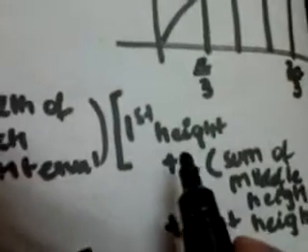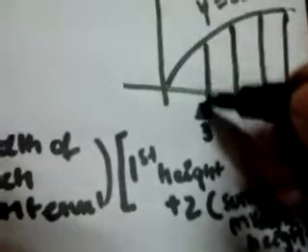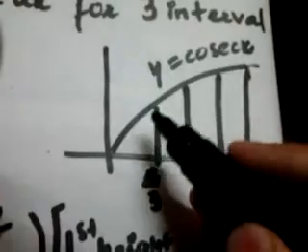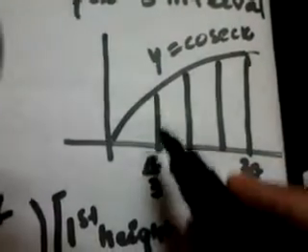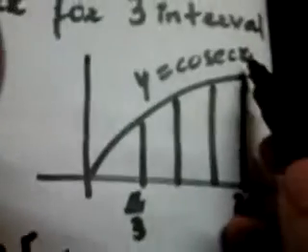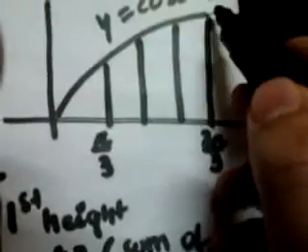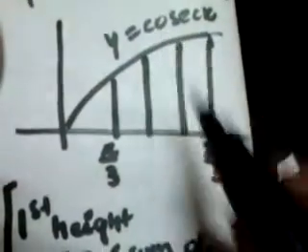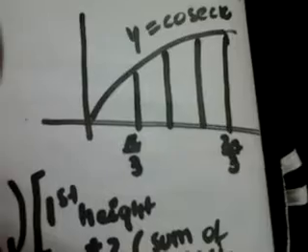Now we need the first height. What is the first height? This height. So how do we calculate this? Simple. Just put this value here. We'll get this height. In other words, this height is cosec pi by 3. This height here is cosec 2 pi by 3.